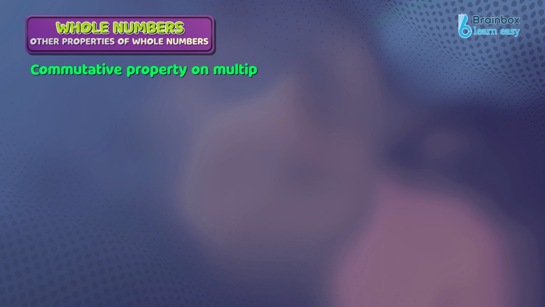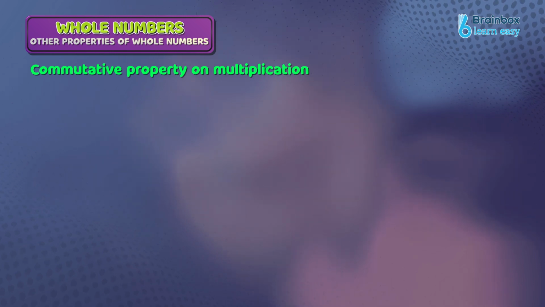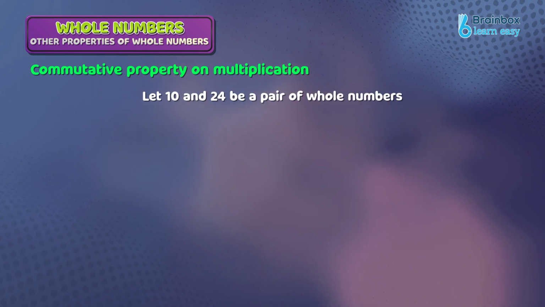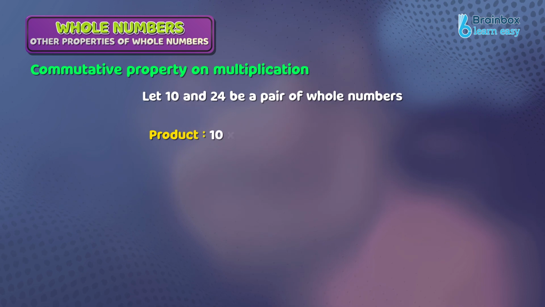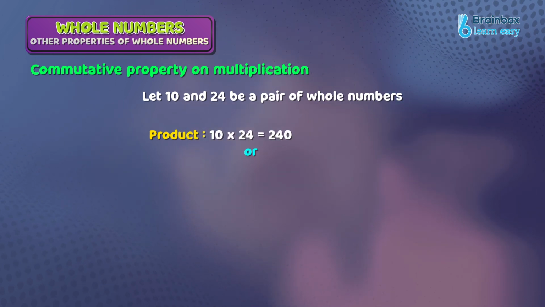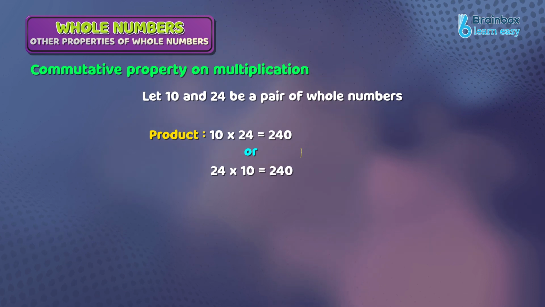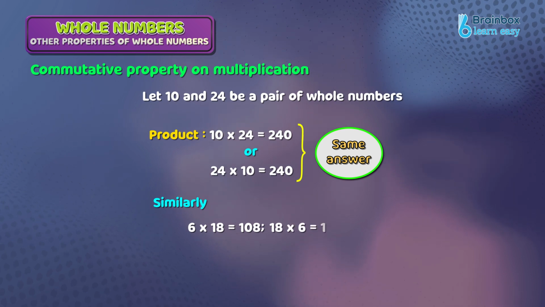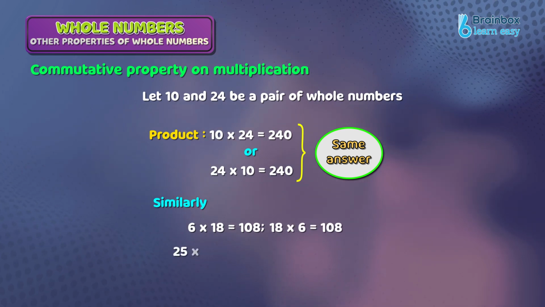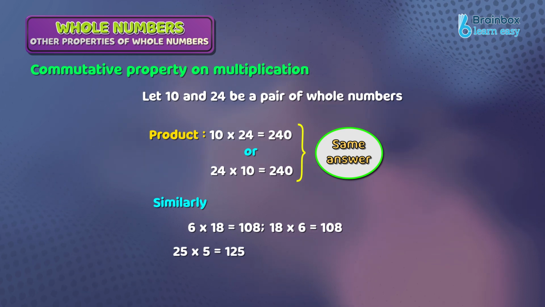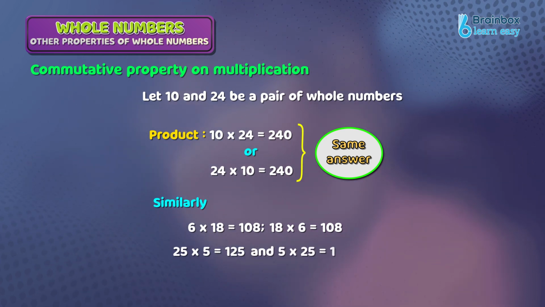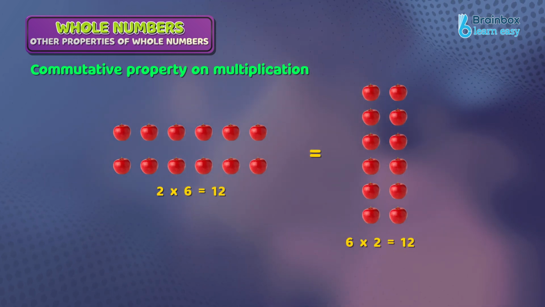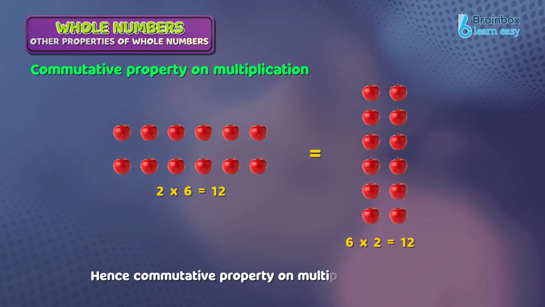Commutative property on multiplication. We can check the same for multiplication too. Let 10 and 24 be a pair of whole numbers. Product 10 into 24 is 240, or 24 into 10 is equal to 240. Similarly, 6 into 18 is 108, or 18 into 6 is 108. 25 into 5 is equal to 125, or 5 into 25 is 125. We can visualize this better with the following diagram. Hence, commutative property on multiplication holds good.